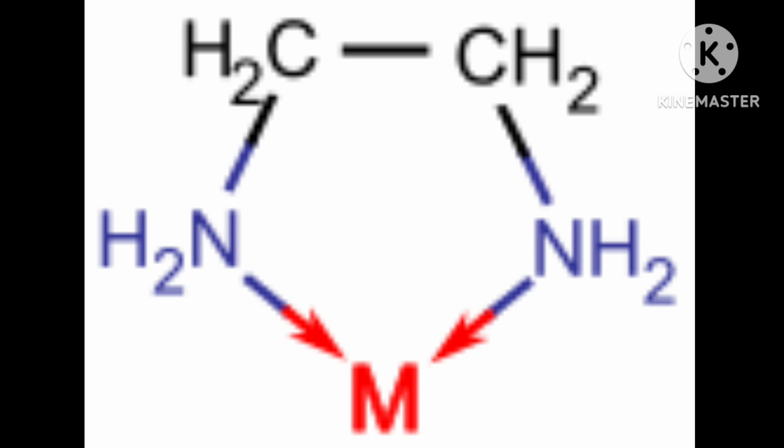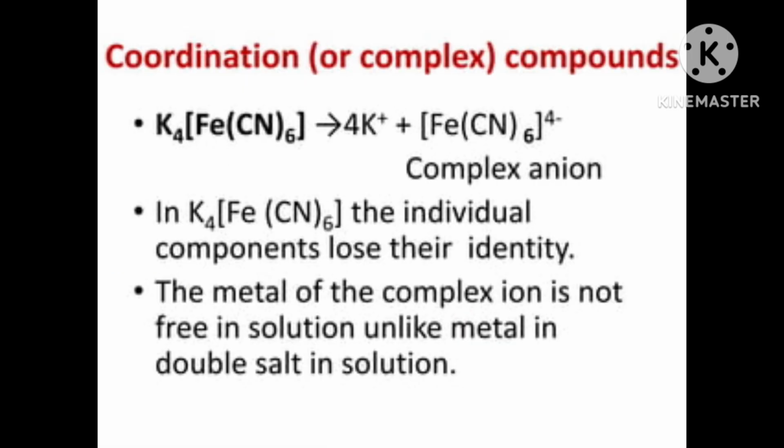Protein also can be told as a ligand. Protein is also a ligand. Proteins also can be attached to the central metal ion or atom. Then protein is also, you can say, a larger molecule, or you can call it a macromolecule. This protein is an example of macromolecules, big molecules.